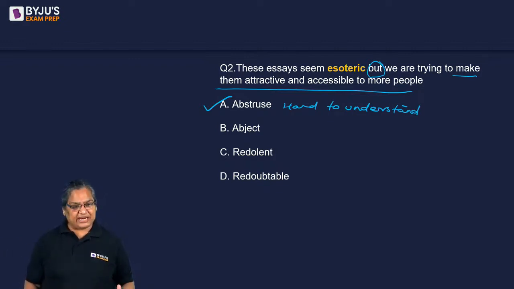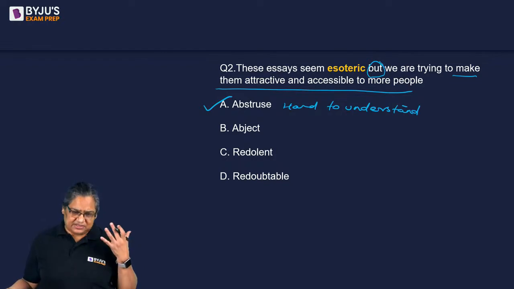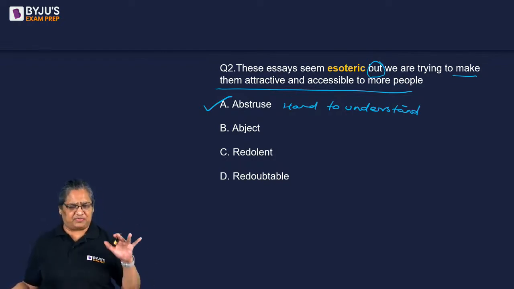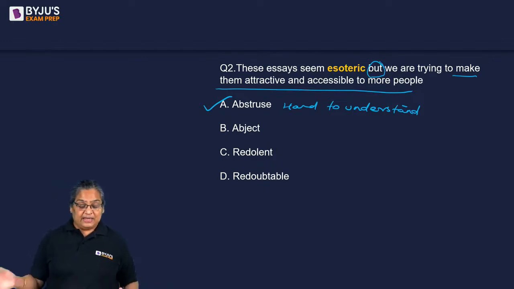Correct? Abject. Abject means dismal, very poor, very bad, abject poverty. All right. Abject is pretty basic. Abject poverty, abject dejection, very poor. All right. Redolent means reminiscent.